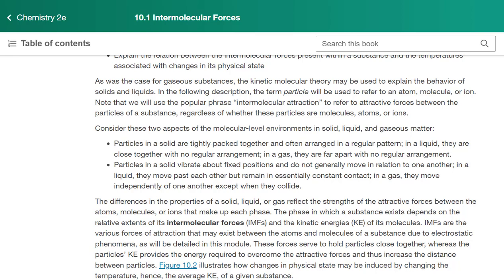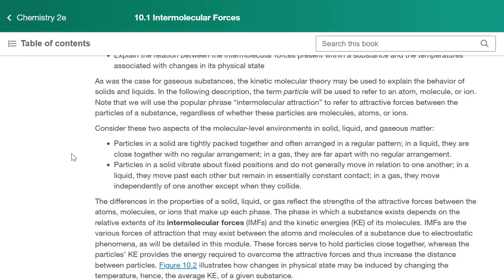So to start with, let's talk about some things that go on in solids or liquids. As we're saying right here, particles in a solid are held tightly together and usually in a regular pattern. In a liquid, they are very close together. The difference in the closeness of particles is not that much between a solid and a liquid. But in gases, they're very, very far apart. And there is no arrangement at all.